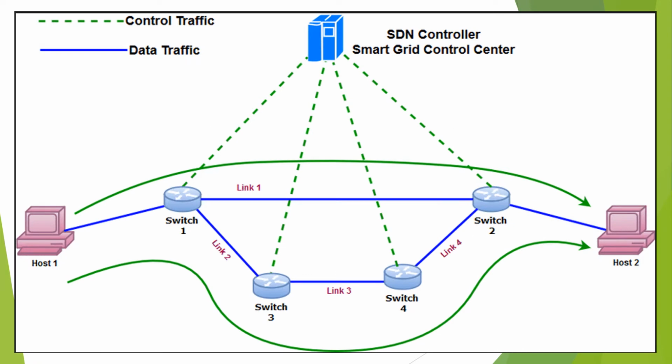As in this diagram we can see, we have a device which is known as the SDN controller, also known as Smart Grid Controller Center, and that is connected to network devices. In the diagram there is switch 1, switch 2, switch 3, switch 4, and we have host devices. Control traffic is shown as a dotted line in green color, and data traffic is shown in the blue lines.